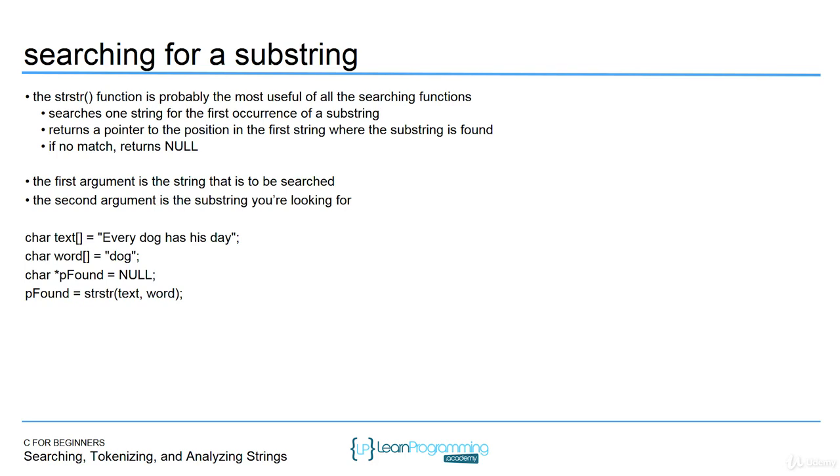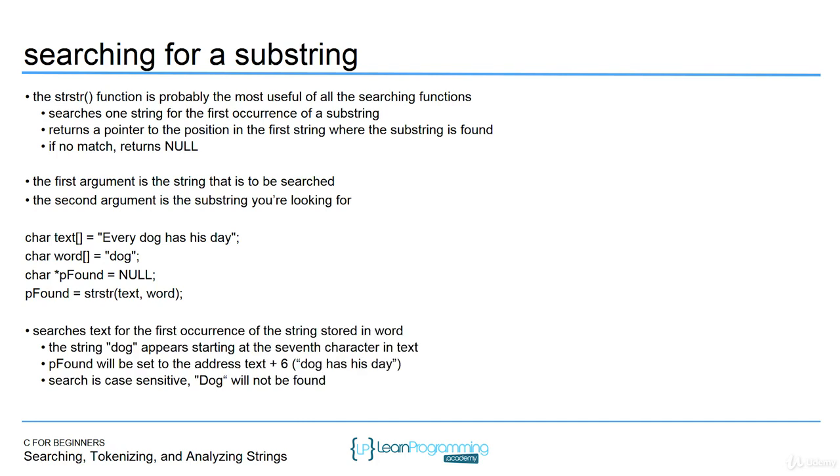So here's an example. It looks very similar to the other one, except instead of looking for a single character, we're looking for a word, a string. So we have word, which is equal to dog, and we have text, which is "every dog has his day." We create our pointer again because this is what the function returns. When we call strstr, we pass in the text, the string that we want to look at, and then the second argument is the word that we want to look for inside that string.